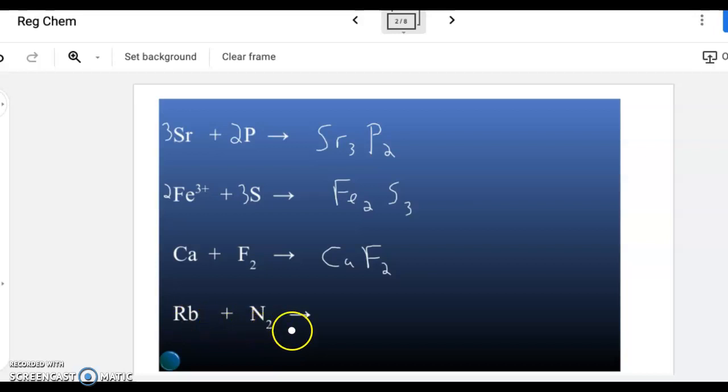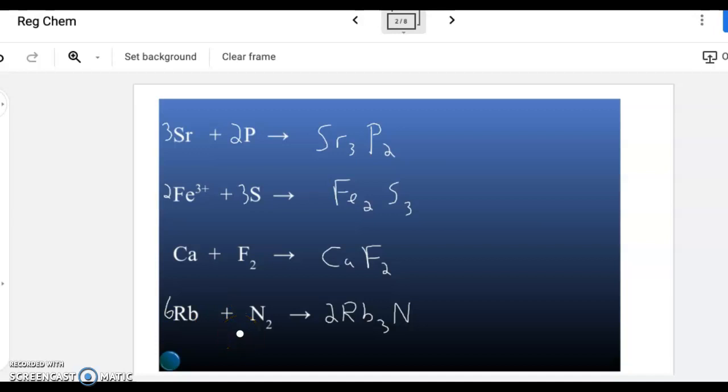All right, Rb and N2. Fluorine and nitrogen, those are diatomics. That's why they have those subscript 2s. Rubidium forms a +1 ion. Nitride forms a -3, so it's going to be Rb3N to make the charges add up to 0. Then to balance this, I would fix the nitrogens first with the coefficient of 2. That gives you 2 nitrogens on each side. Now we have 6 rubidiums, so let's put a coefficient 6 right there. Now that one's all balanced.